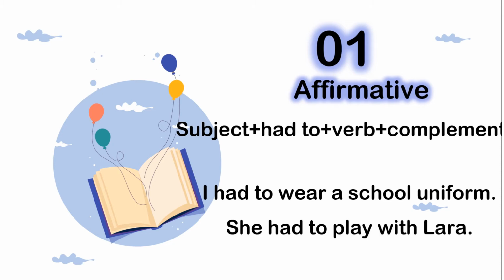She had to play with Lara. Here you're using the subject she, had to, play in the base form, and the complement. Remember that the affirmative form of had to is for an obligation in the past.